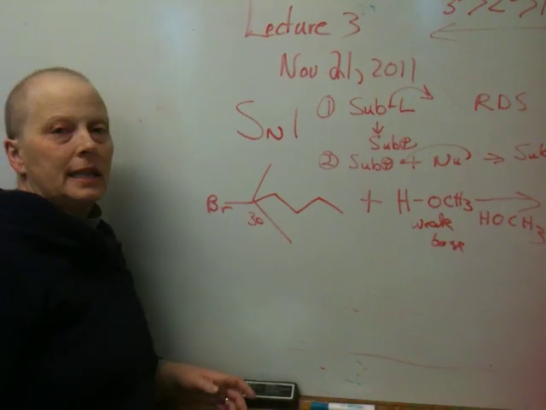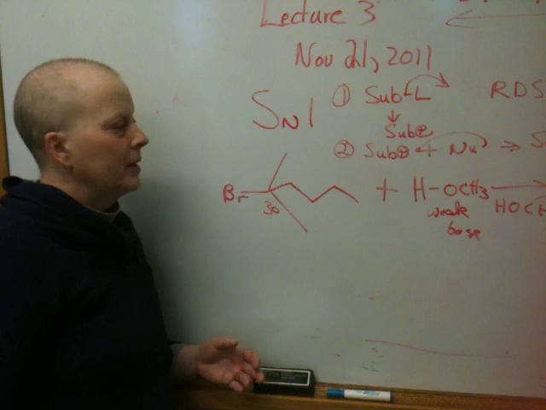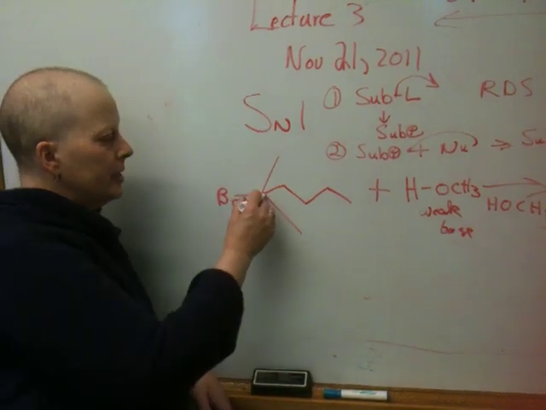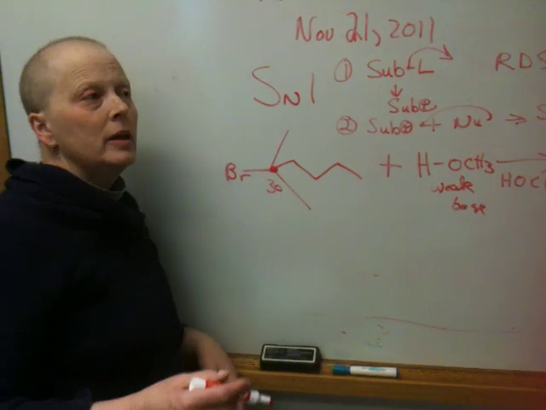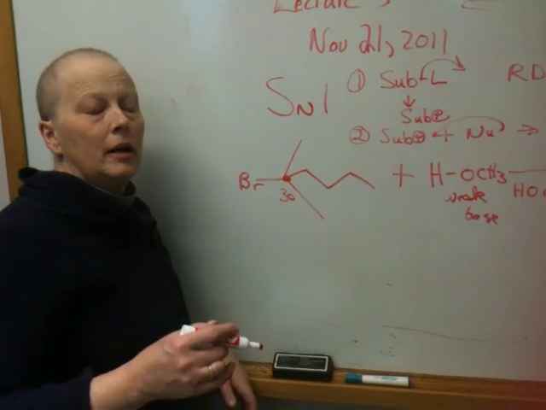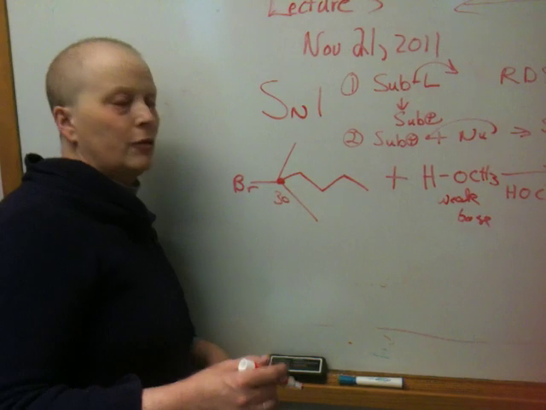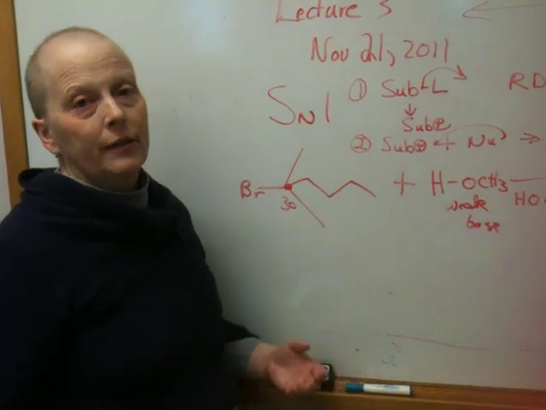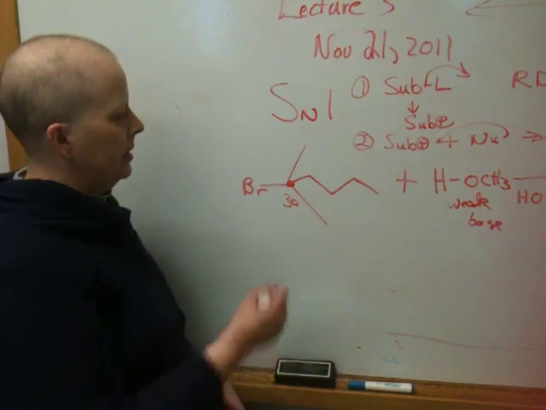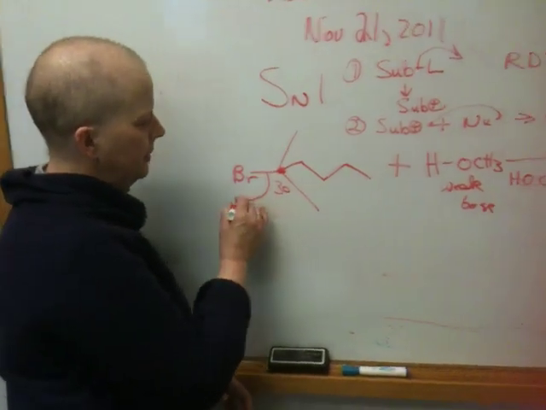In the last example, my substrate was primary. This is tertiary. Tertiary substrates are very prone to form carbocations because they can form tertiary cations. And as we learned, the activation barrier to form a tertiary cation is lower than to form a primary or a secondary. So what happens in the first step is this leaving group just leaves.